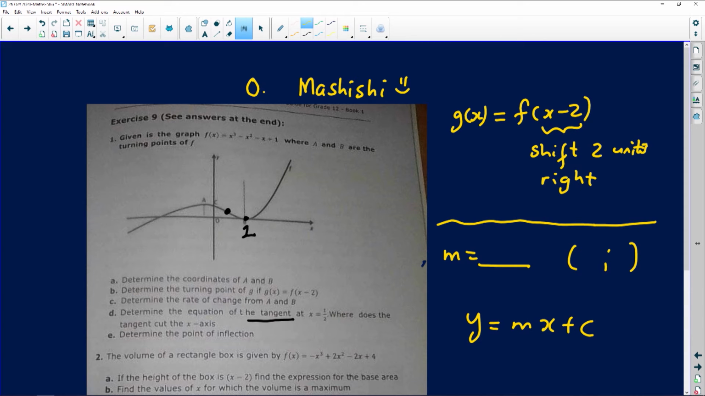Now, the questions that we have to ask ourselves: where are we going to get the point? Where are we going to get our gradient? And how are we going to finish off this question as you're looking for the equation of the tangent? The ideas don't change, they're the same.